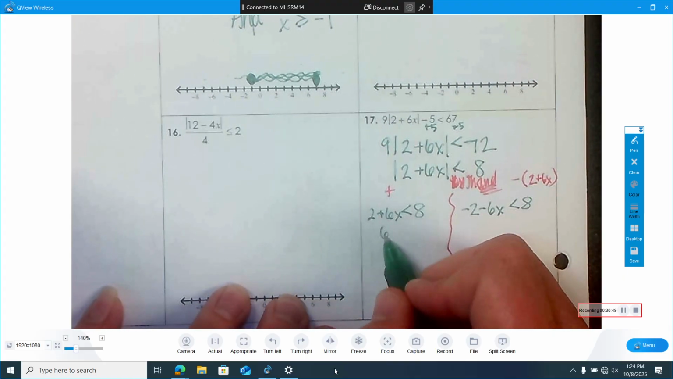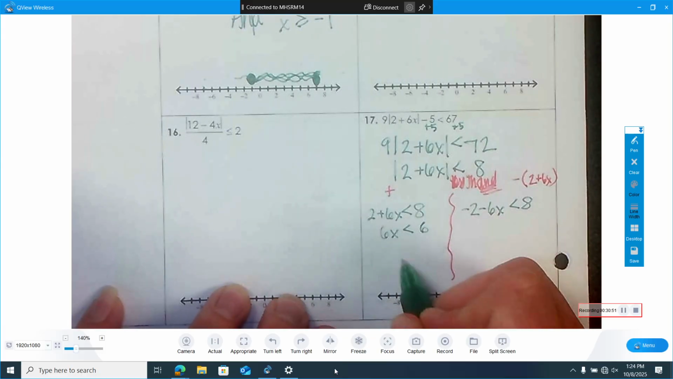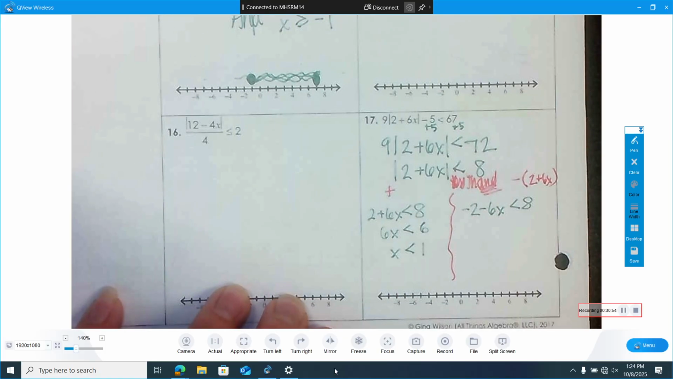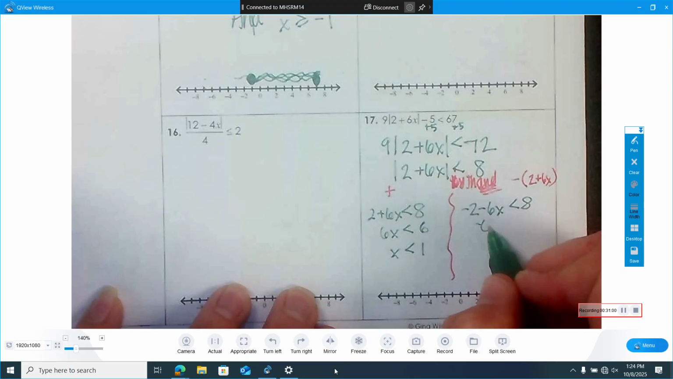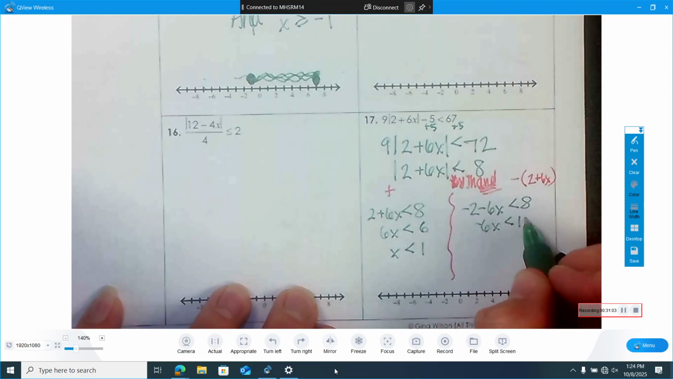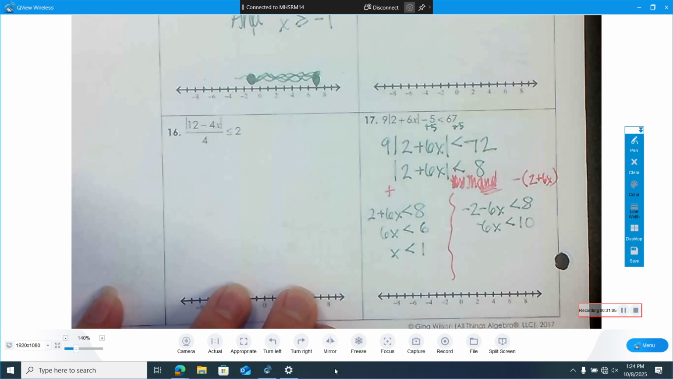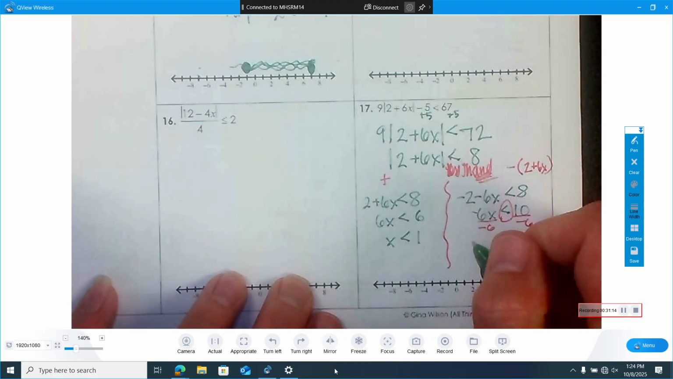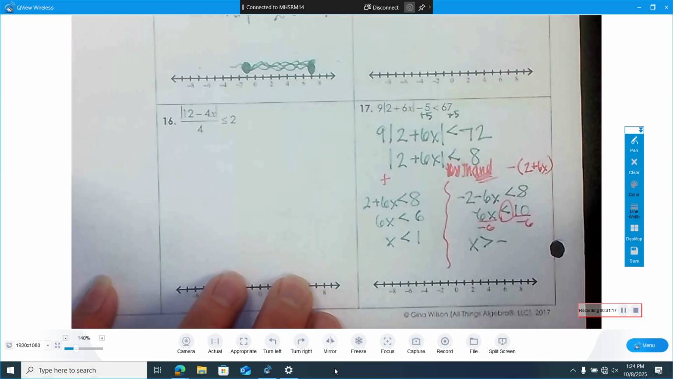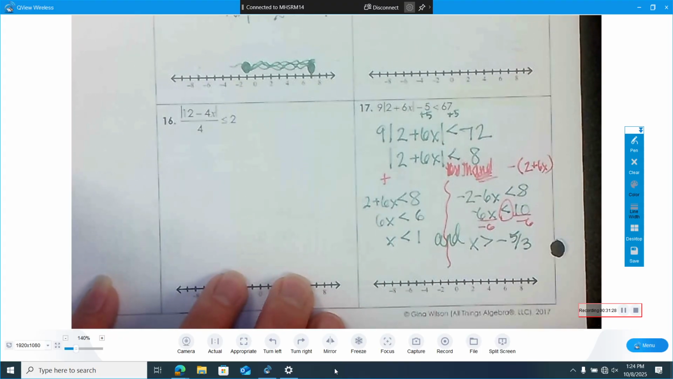All right, let's work it out here. We're going to subtract the 2, so we get 6x is less than 6, which means x is less than 1. And on the other side, I'm going to add the 2, so I get negative 6x is less than 10. And then divide by negative 6. So you have to flip your inequality, so we get x is greater than negative 5 over 3. Reduce your fraction. Beautiful. There is an and in between these. A dumbbell. It should look like a dumbbell.